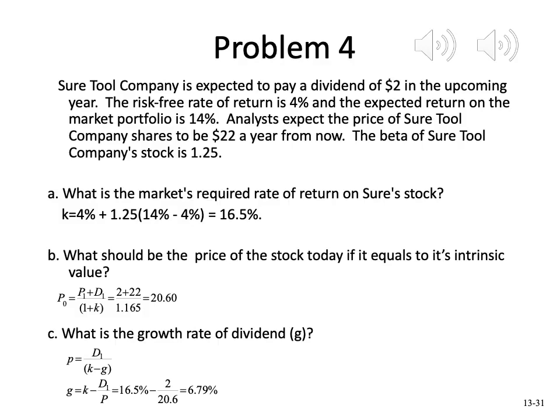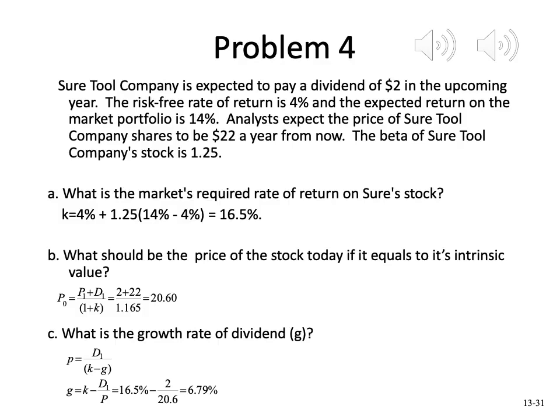The first question asks you what is the K, or the market required rate of return on the stock. K will be calculated from the CAPM model, 4% plus beta times the market risk premium, which is 16.5%. And based on the information, what will be the stock's price today if it equals its intrinsic value?